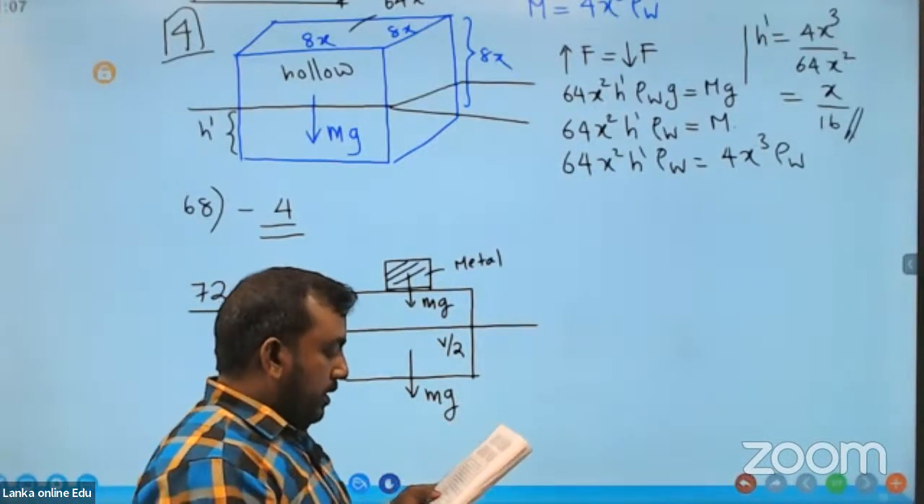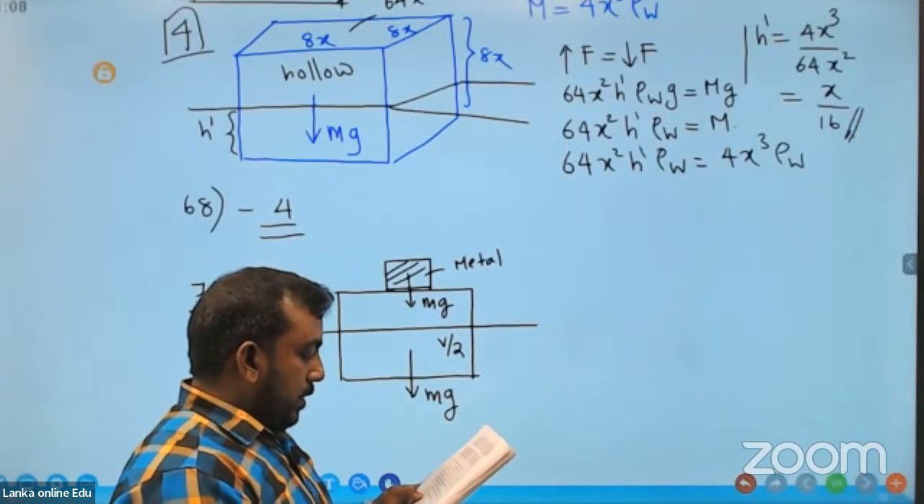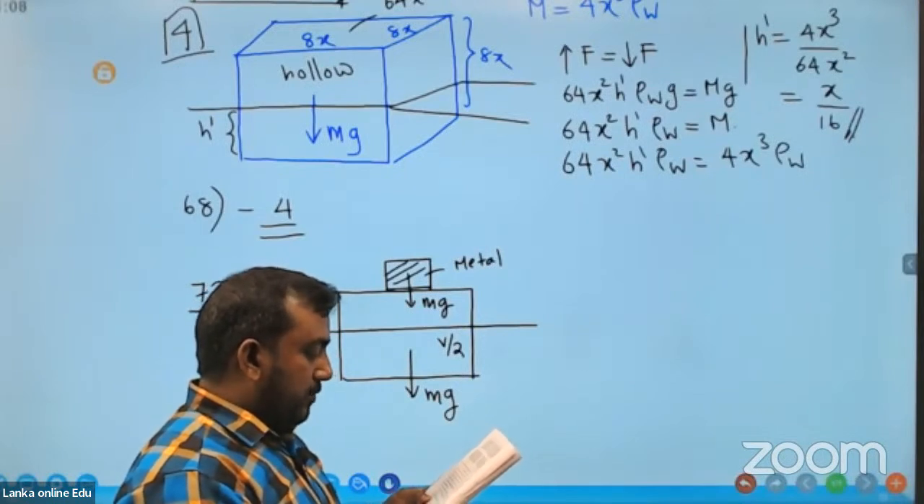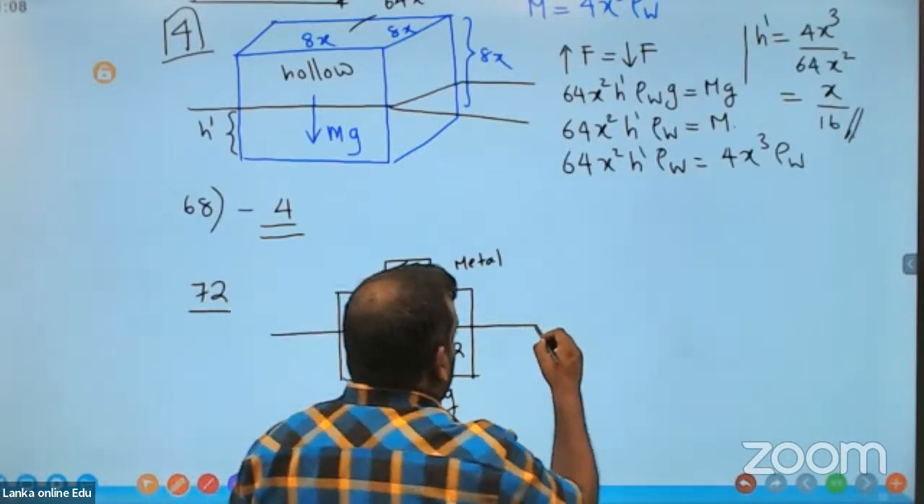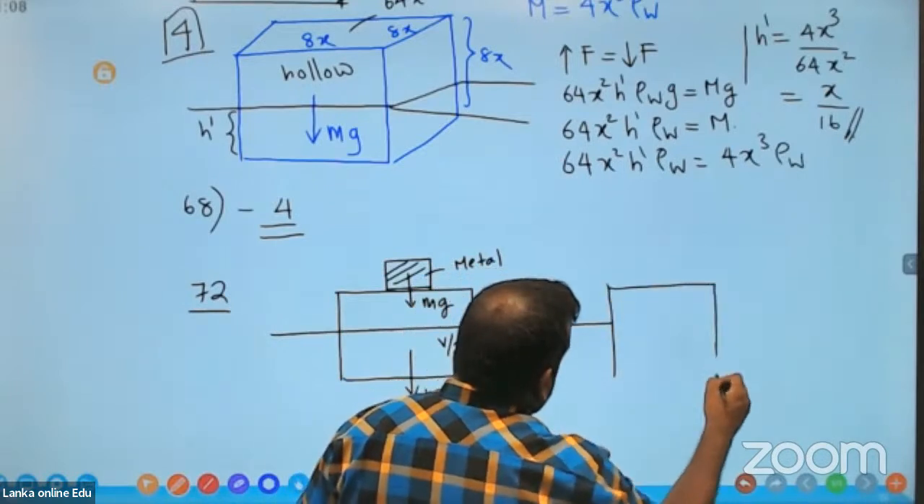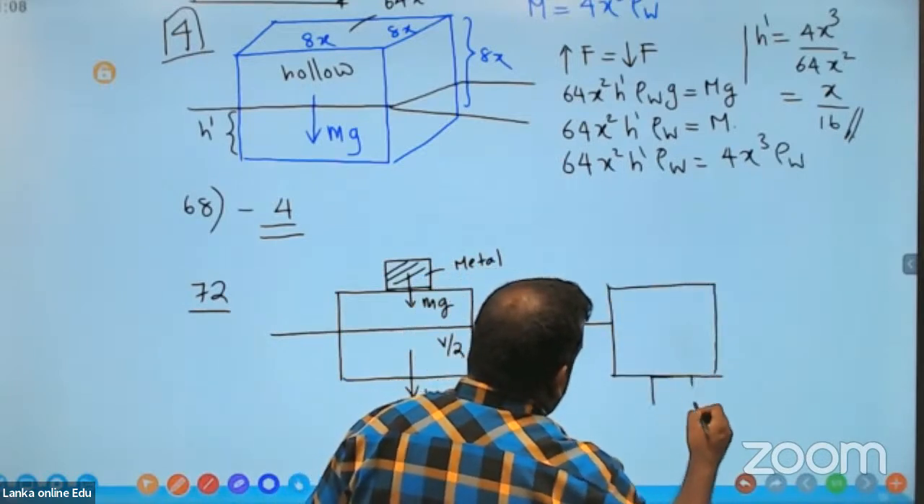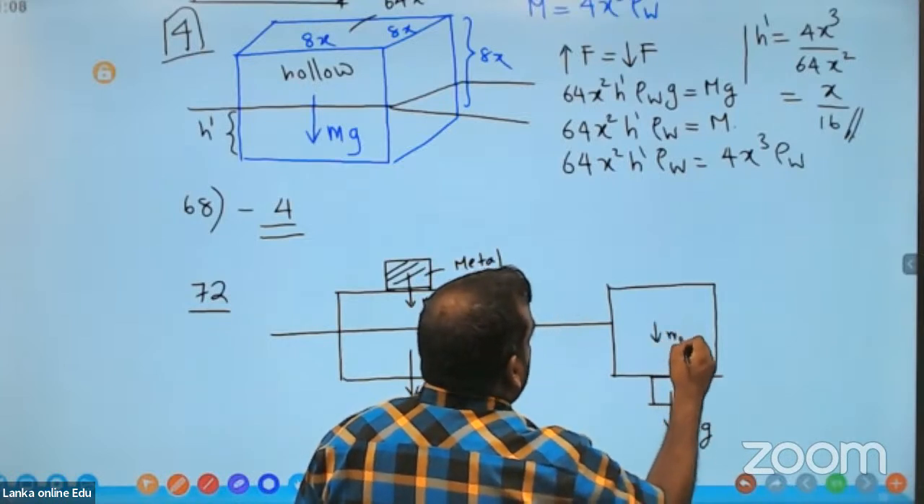If the wooden block with the metal piece is flipped upside down, what would be the percentage of the volume of the wooden block submerged in water? Now look, they're asking a very interesting question. Now I flip this. When I flip this, what will happen? You will say, sir, weights are same. Yes, I can understand weights are same.